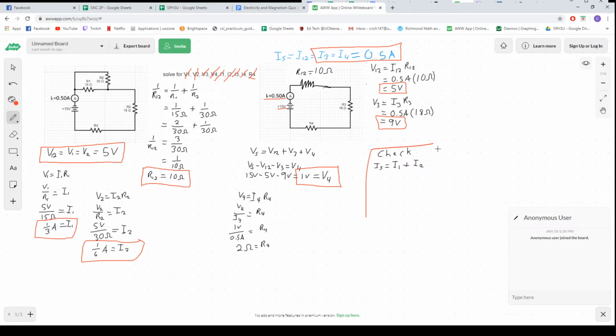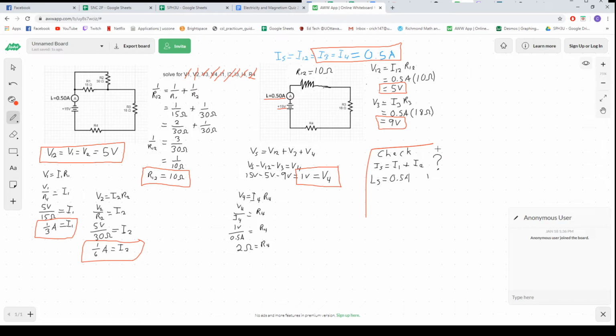So what is my I1 and what's my I2? Well, my I1 is 1 over 3. So let's do a left side, right side check, right? We're not entirely sure if this is actually true yet. So I'll throw a question mark beside it. Let's do left side, right side. So left side is equal to just our IS. IS is 0.5. 0.5 amps.